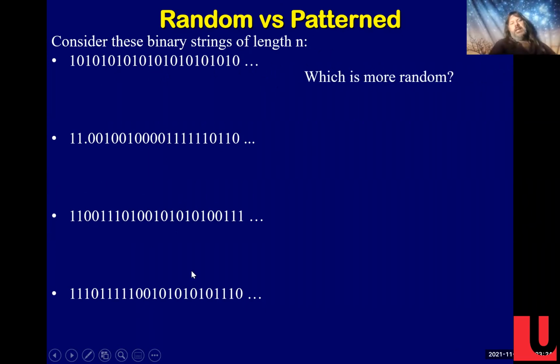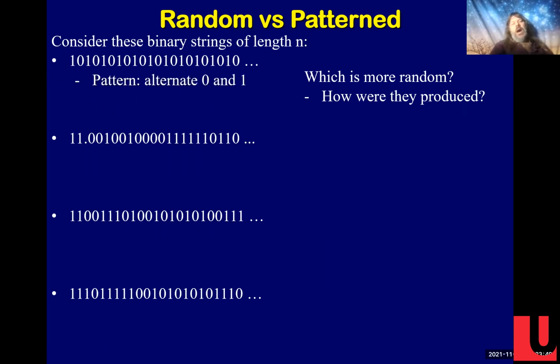And my question is, and this is a repeated question, I'm going to keep asking this question: which of these strings is more random? And so my first kind of answer to the question is going to be to know how they were produced. So how did I get this first string? Well, you'll notice it has a pattern. It goes 1 0 1 0 1 0 1 0 1 0. It has a pattern to it.